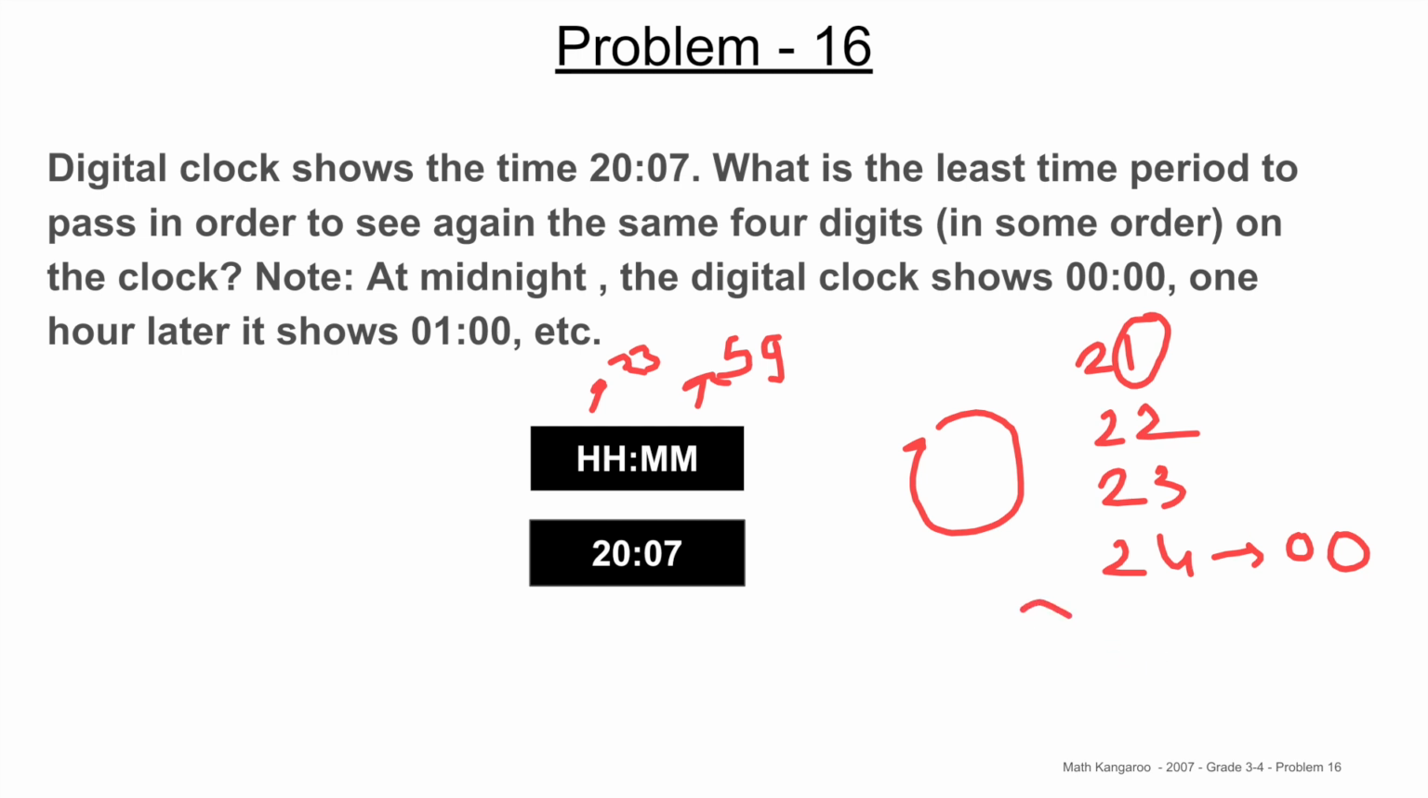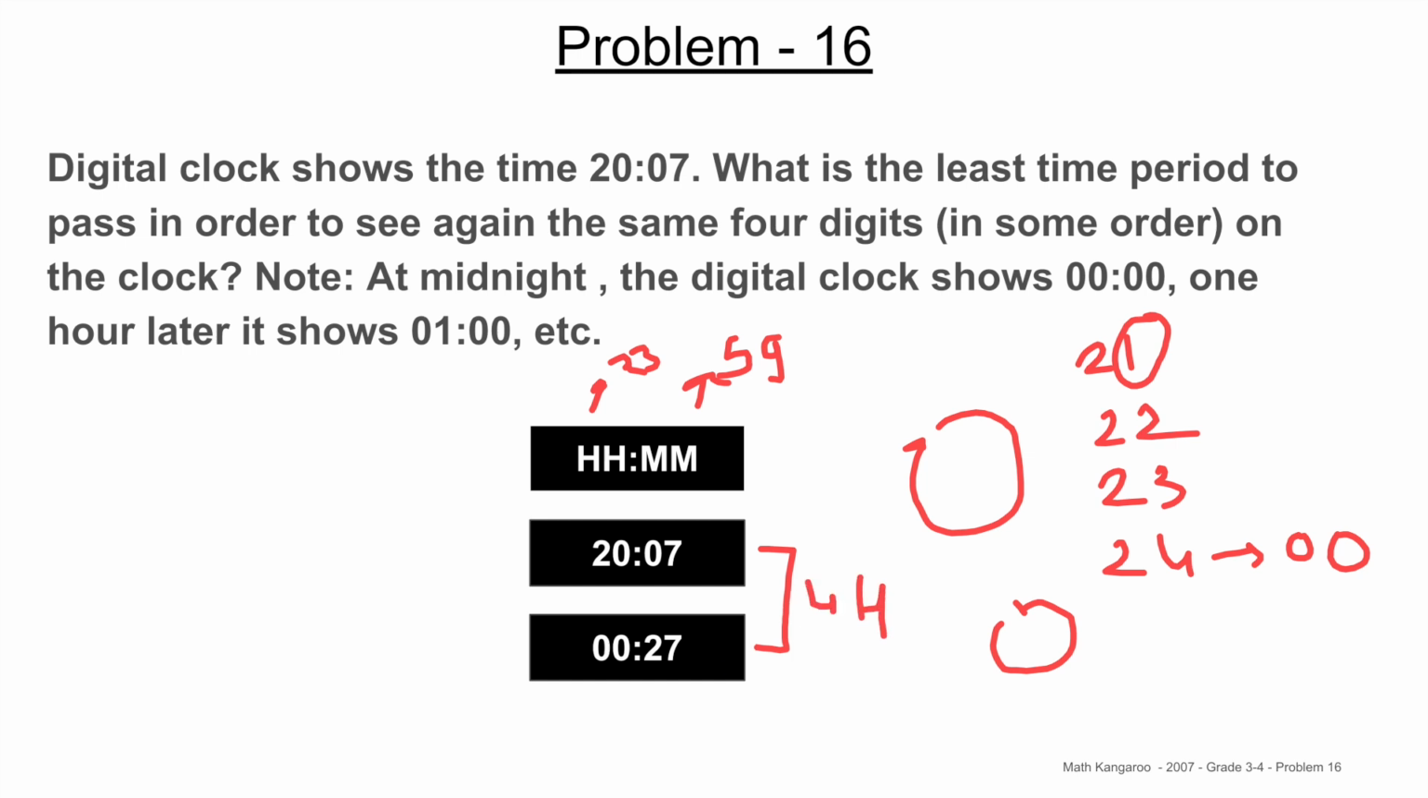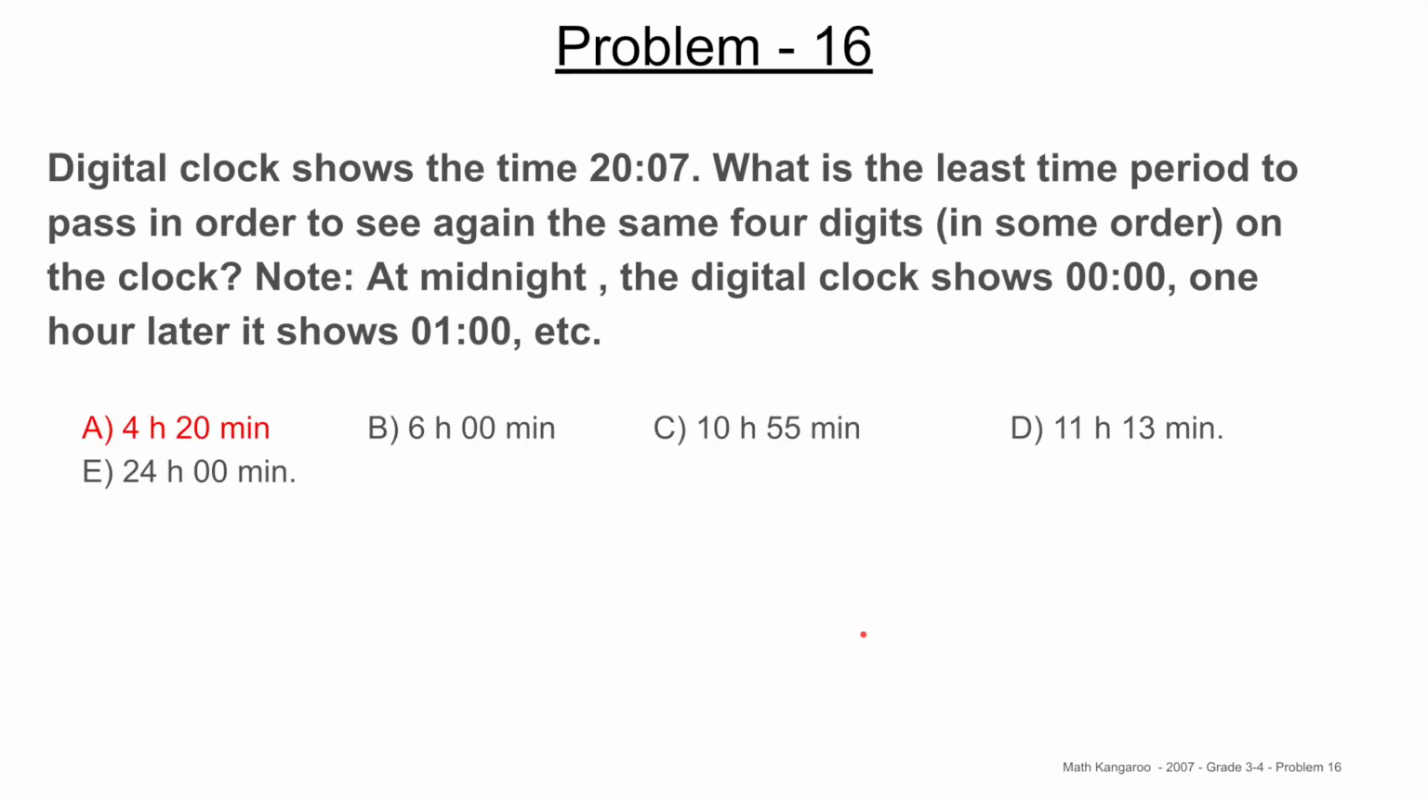Now in the hour of 00, we see 00:01, 00:02, 00:03, and there is a combination, we see 00:27. The difference between 20:07 and 00:27 is 4 hours and 20 minutes. So the shortest time until we see the same four digits again is 4 hours 20 minutes. And our option is A. That is our correct option.